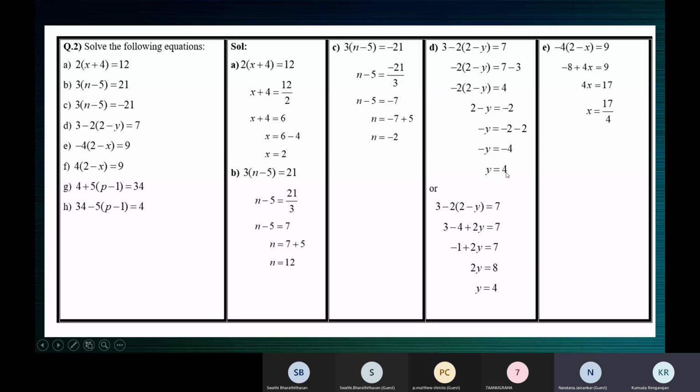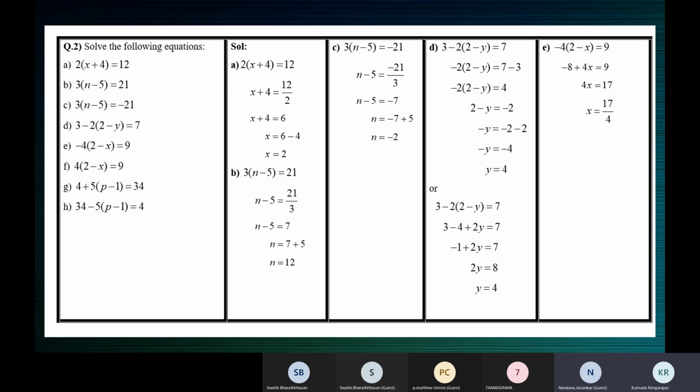Yes, Nandana? Ma'am, you told that you should divide both the sides by -2. It is minus sign, ma'am. On the right hand side, it should be plus, ma'am. How can we do it, ma'am? We are doing the same action on both. We are not transposing here.